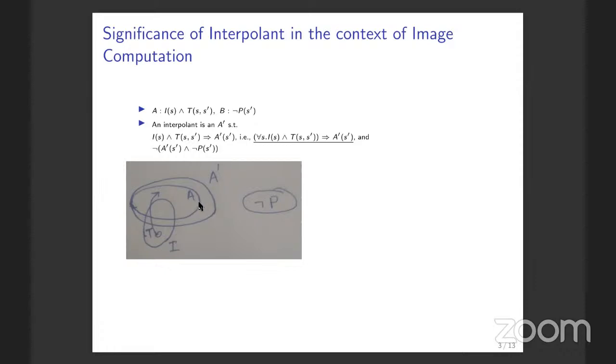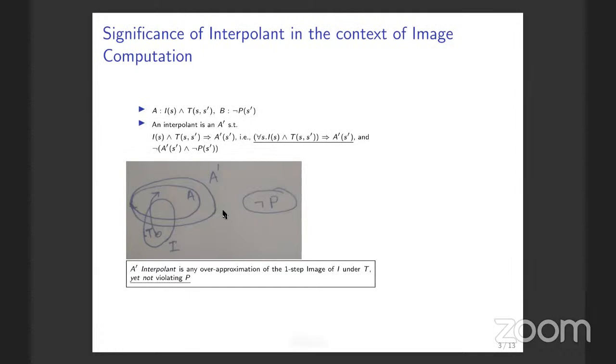And there is always an interpolant. Why? A itself serves as an interpolant. But the idea is we want to get some very weak interpolants. That is what then gives us fairly weak safe over-approximations. So an interpolant A prime is an over-approximation of the one-step image, yet it does not contain any bad states. In that sense, it is safe.